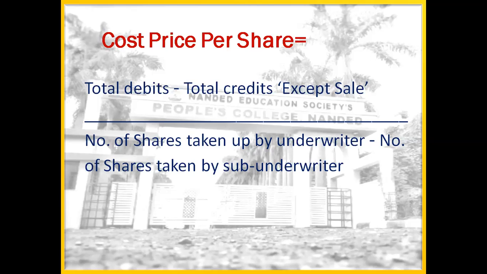In the credit side, underwriter's commission under the heading of bank account, sub-underwriter's application money, sub-underwriter's allotment money, sub-underwriter's first and final call. These three items under the heading of by bank account, sales under the heading of bank account, by balance carried down or by bank account, by profit and loss account if loss.